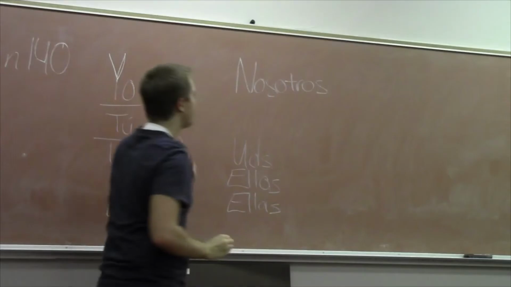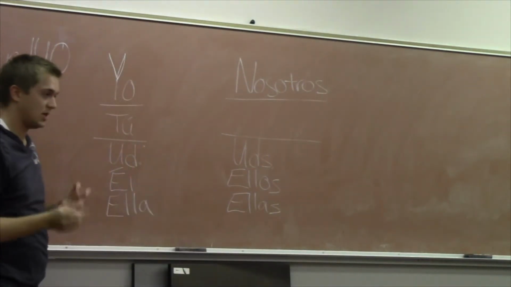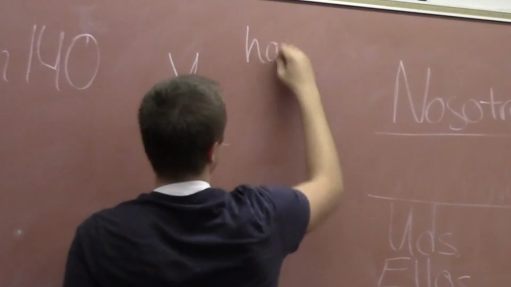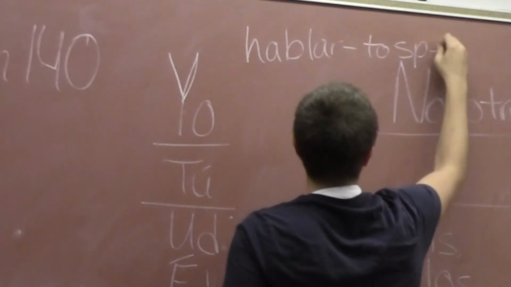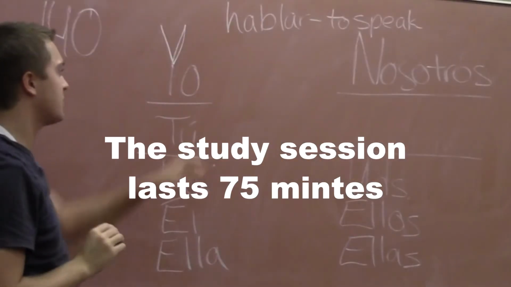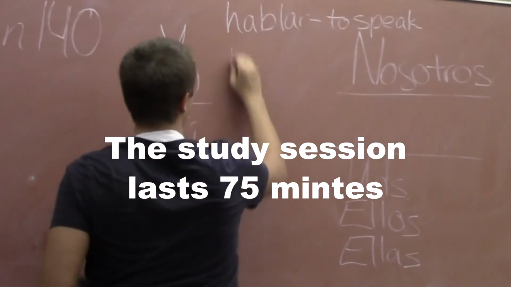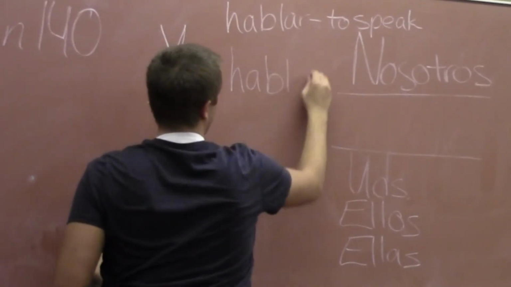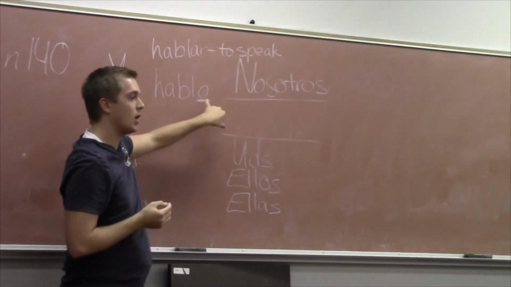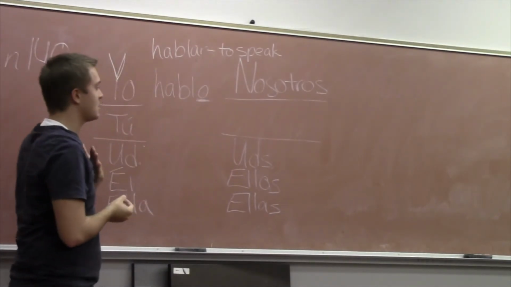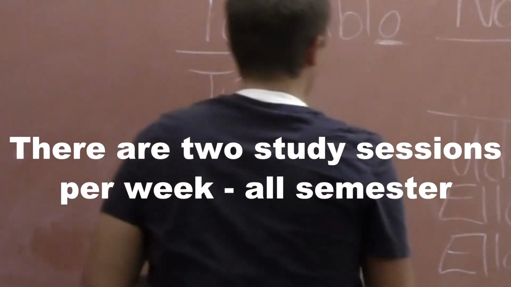Okay, so for each of these sets of subject pronouns, we have verb conjugation. Let's use hablar as an example. What does hablar mean again? To speak, right. So what's the first person singular conjugation? Yo hablo, right? We took off the AR and we added an O to say that I speak. Okay? Tú, what's the tú form? Hablas. Very good.